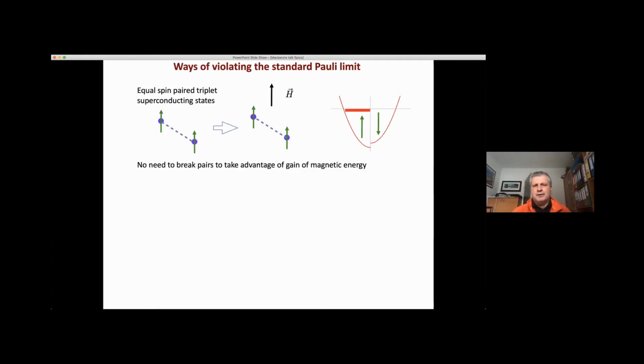Well, the most famous one is to think about the superconducting state. If your Cooper pair is not spin up, spin down, but an equal spin paired component of a triplet, then you don't need to break the pair to polarize the spins. So there's no longer this competition between spin polarization energy and superconducting condensation energy. So strong violations of the Pauli limit are almost always associated with putative triplet superconductivity in people's minds, and certainly in my mind until I started working on helping my colleagues on this project.